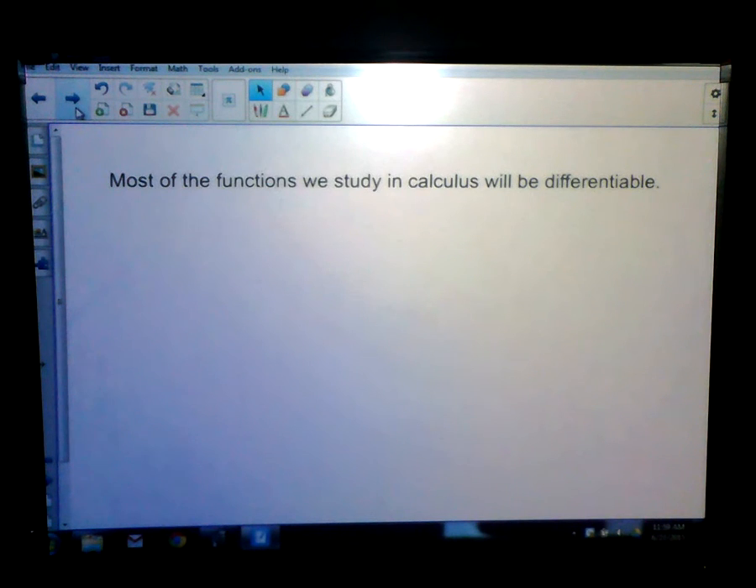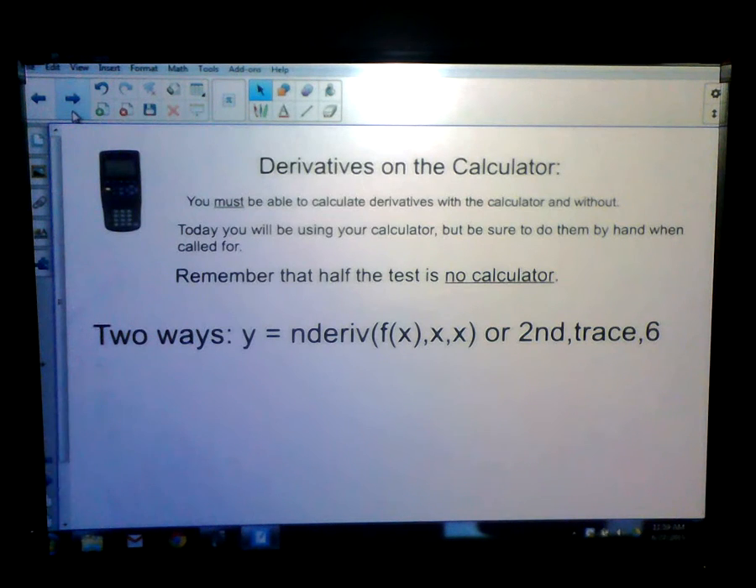Most everything we study in calculus will be differentiable. Very few things have corners, cusps, and vertical tangents. However, they do come up maybe once or twice in the AP test, so we just have to be aware of it. How do I do it on the calculator?